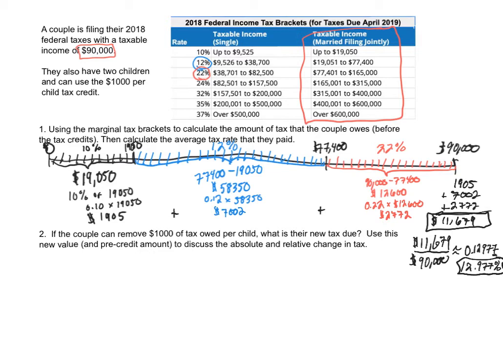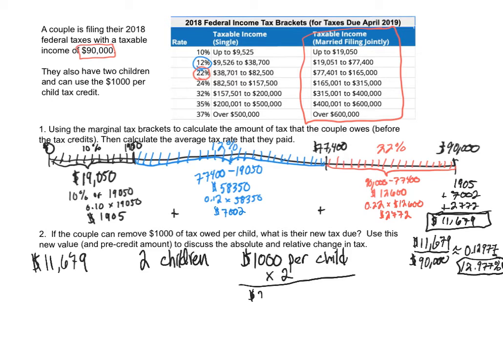The next problem now asks us to consider if we can remove $1,000 per child, then how much is their tax that they now need to pay? So they previously owed $11,679. They have 2 children. And we know that there is a $1,000, and this was for 2018. This may change depending on what year you're watching this video. But $1,000 per child. So that means if we multiply by their 2 children, they actually can reduce their tax by $2,000.